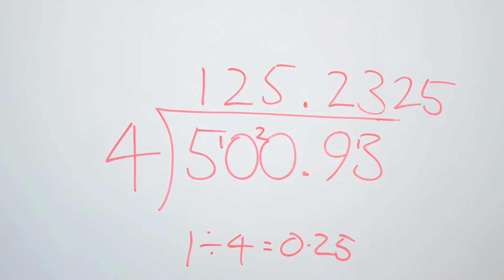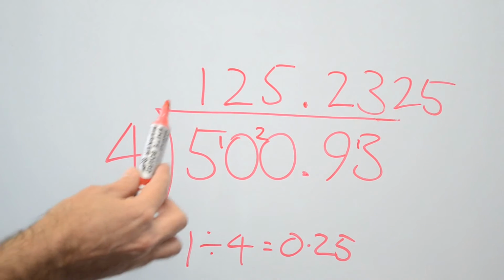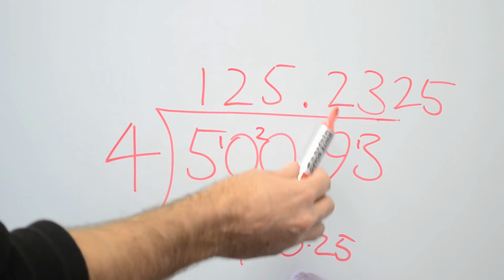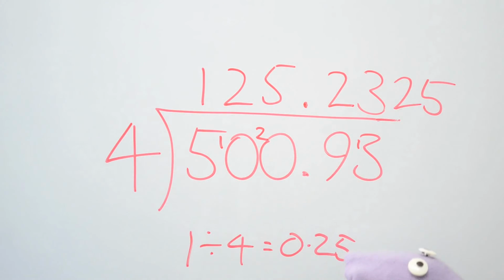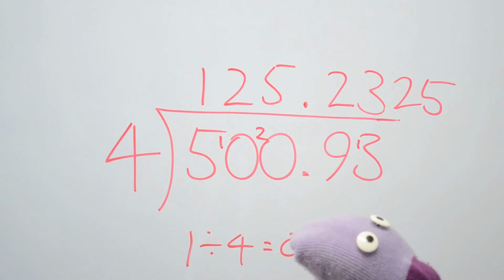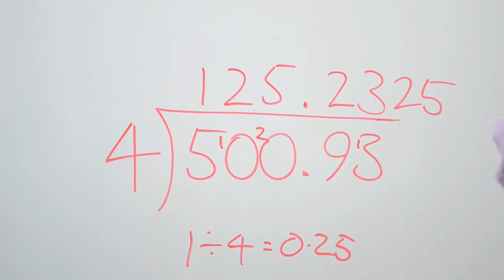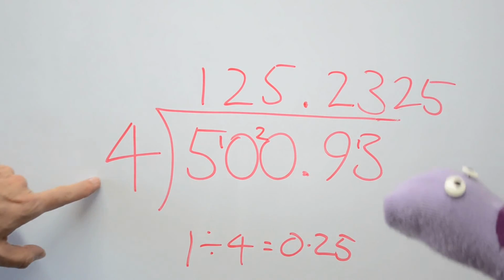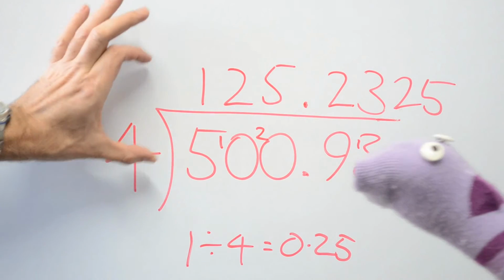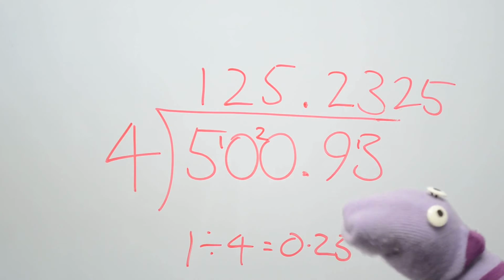So our number should be something like 125.2325. Complicated. What do you reckon, Puppet? I quite like it. It's easy. It seems complicated, but when you go through it little bit by little bit, it becomes really easy.